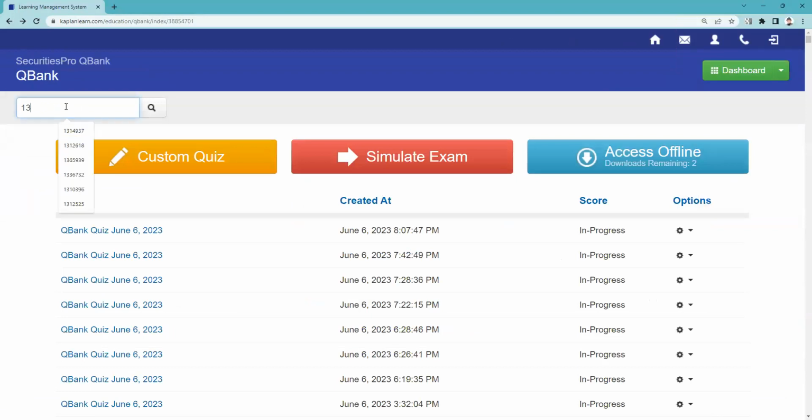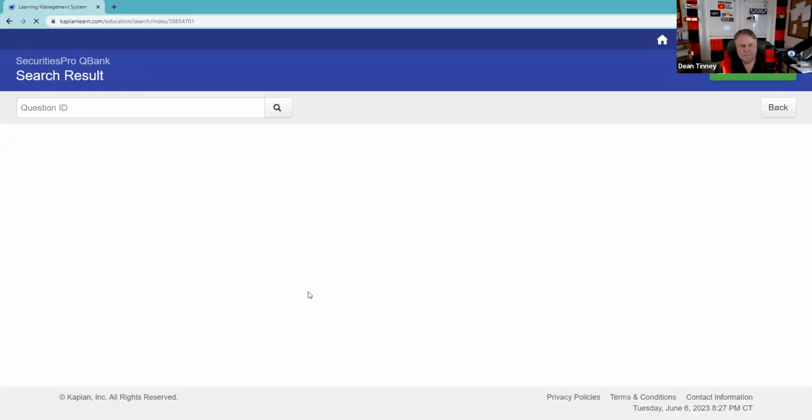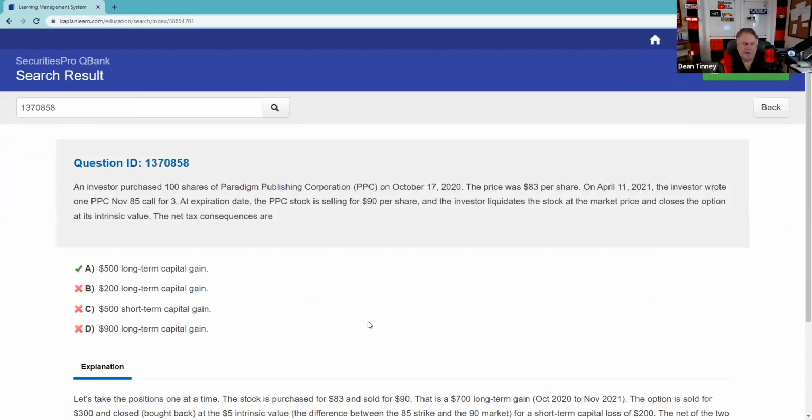1370858. Okay. An investor purchased 100 shares of Paradigm Publishing Company on October 17th, 2020. The price was $83 a share.